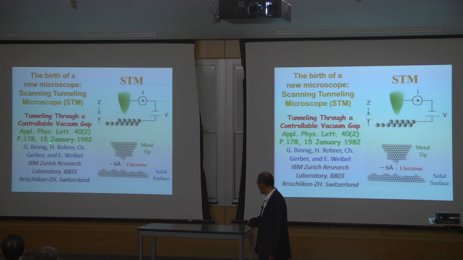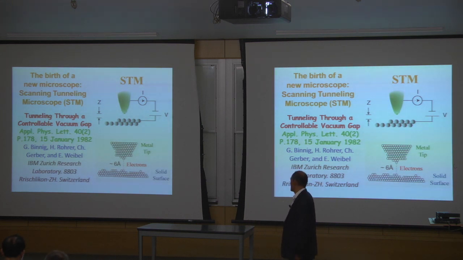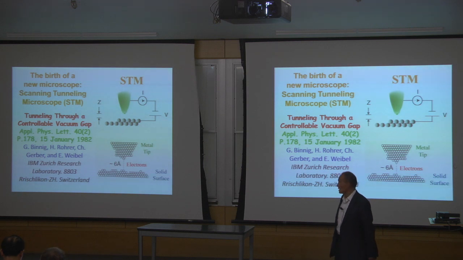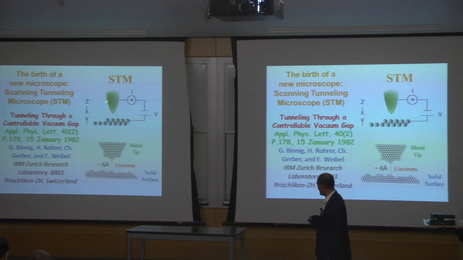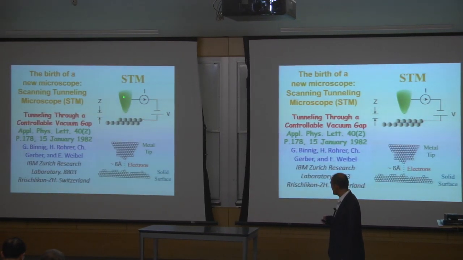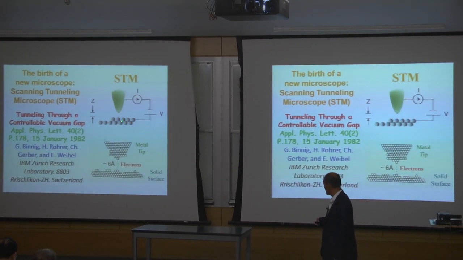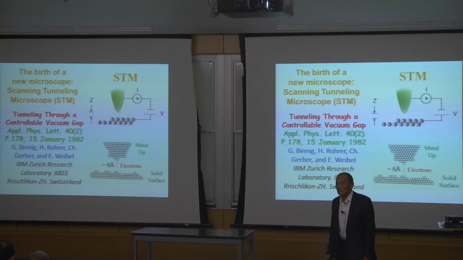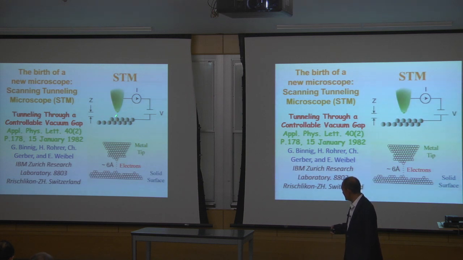Actually, there are 4 people involved, but most of the time, Binnig and Rohrer were pointed out as the inventors of this scanning tunnel microscope. The purpose of their experiment was actually just to see whether tunneling occurs through a vacuum gap. And this is the STM geometry schematically. It's very similar to the metal oxide metal tunnel junction. In the STM, you have a metal, vacuum, metal, and the electrons can then tunnel across this vacuum gap.